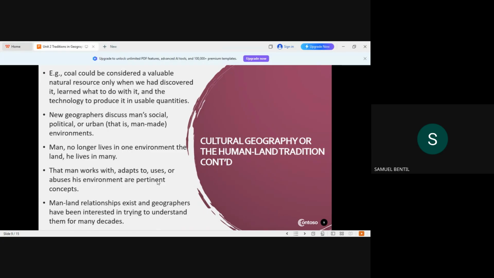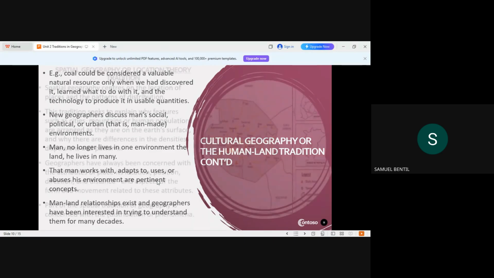So we are saying that man no longer lives in one environment, that is the land. He lives in many because of globalization, where we live in a global village. You are in your home, but you can be doing other interactive activities with people in a different jurisdiction without necessarily being there physically. How man works with, adapts to, uses or abuses his environment are pertinent issues that border on cultural geography. So man-land relationship exists, and geographers have been interested in trying to understand it for many decades.